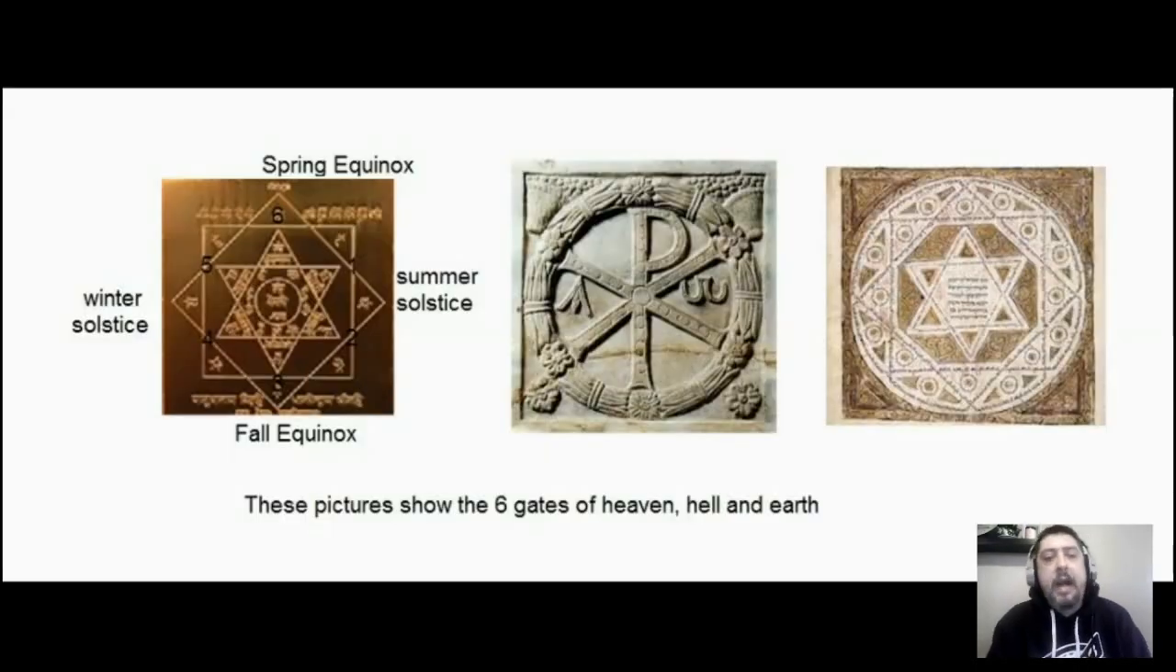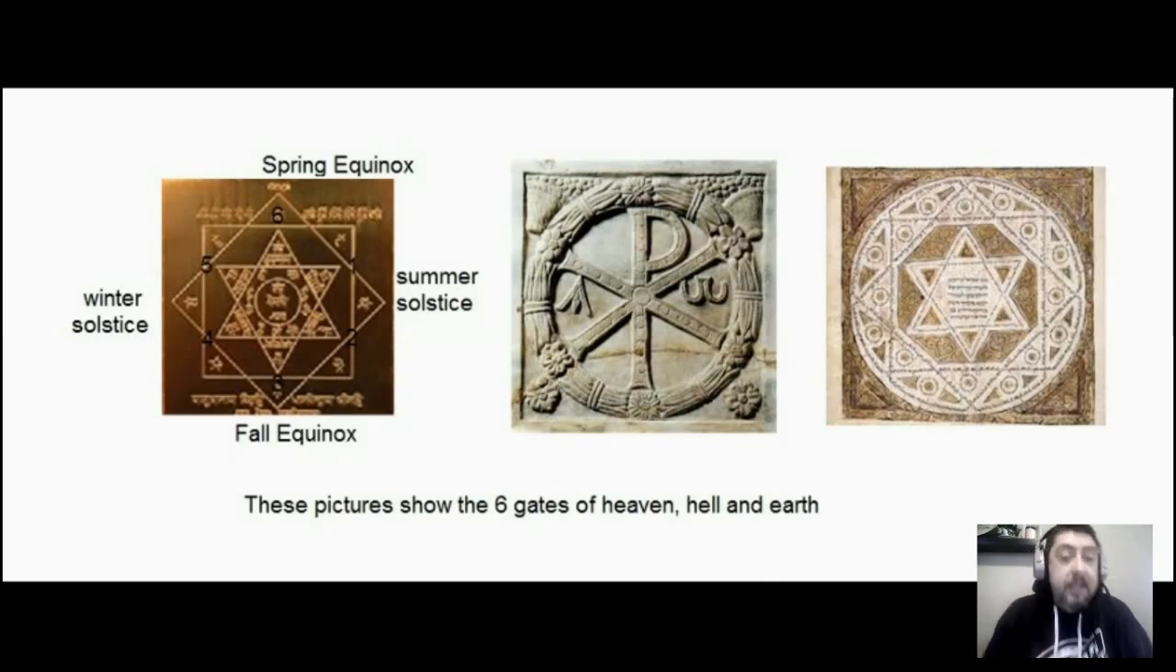And here we have the 8-pointed star in 2 of the pictures, your left and your right, with the Star of David in the center. This is the solstice star, which is the 8-pointed star, and inside is the Star of David. This is where the gates are. So the 8-pointed star is the map, and the 6-pointed star is the pin that defines where the gates are.